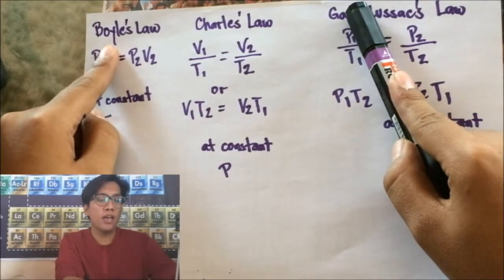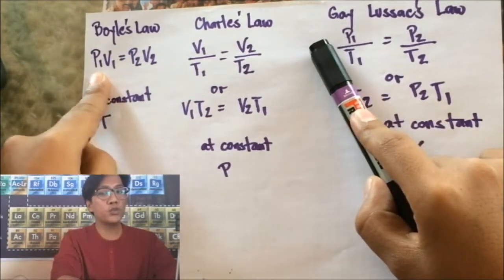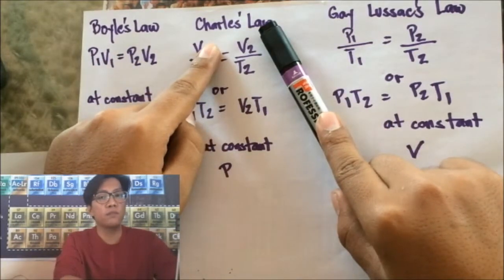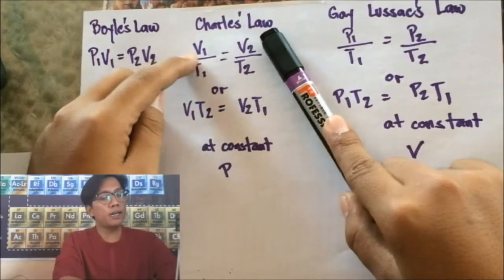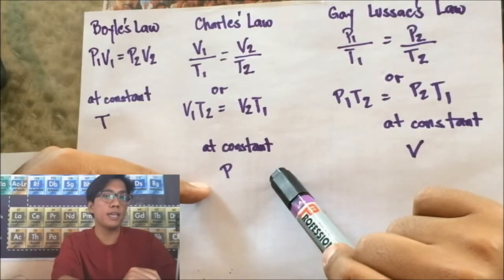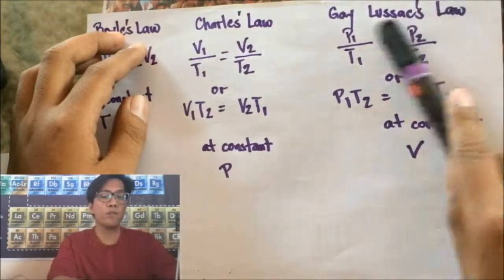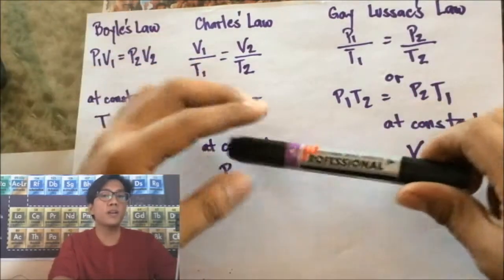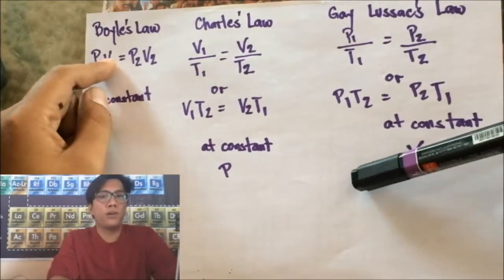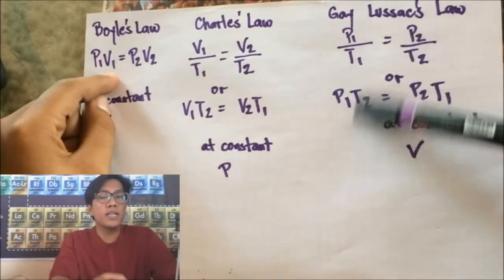Now, in Boyle's law, the variables that are involved are the pressure and the volume, and the constant value is temperature. For Charles' law, the variables involved are the volume and temperature, and the constant value is the pressure. For Gay-Lussac's law, the variables involved are the pressure and temperature, and the constant value is the volume.